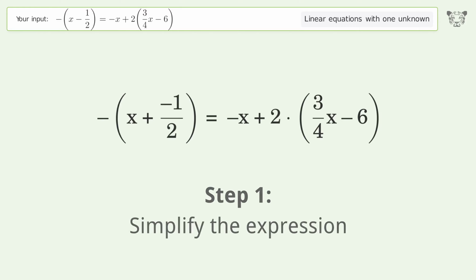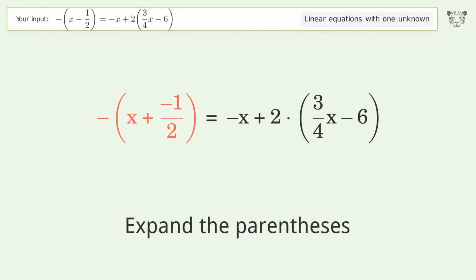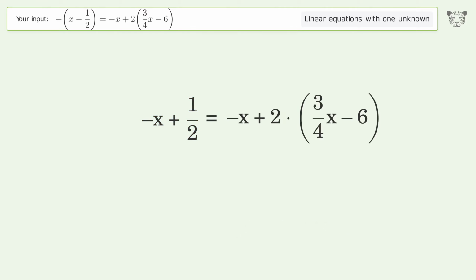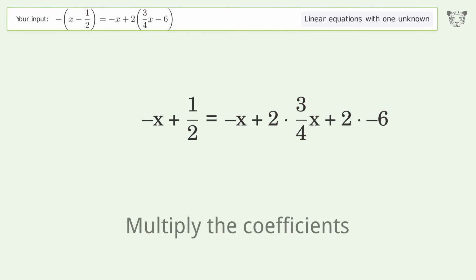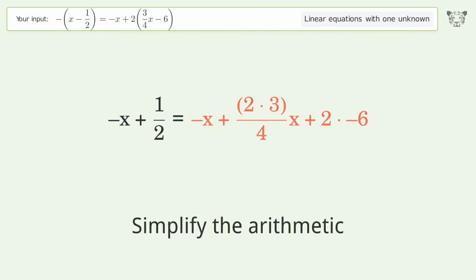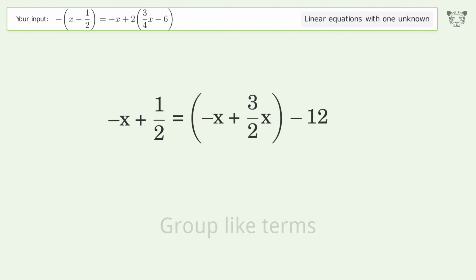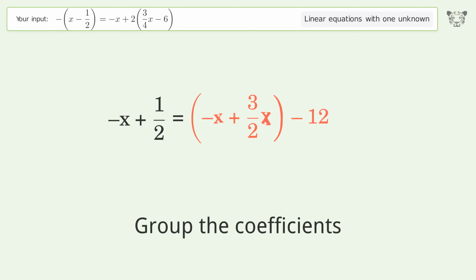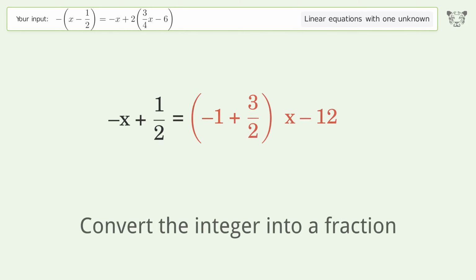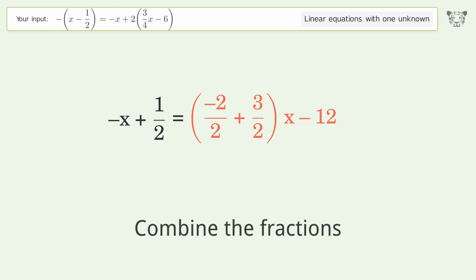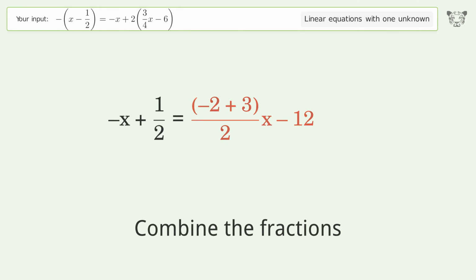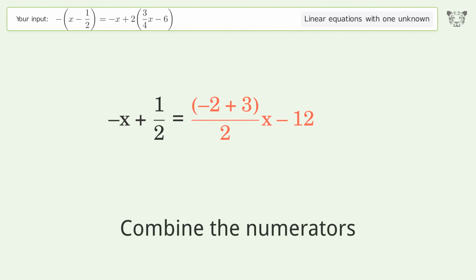Simplify the expression. Expand the parentheses. Multiply the coefficients. Simplify the arithmetic. Group like terms. Group the coefficients. Convert the integer into a fraction. Combine the fractions. Combine the numerators.